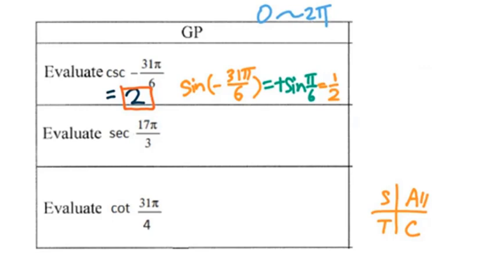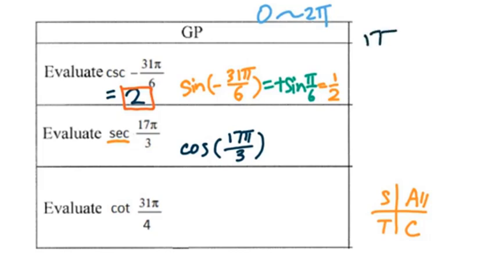Now, let's go to secant 17 pi over 3. This is a minor trig function. We need to change it into the major one, that's cosine 17 pi over 3. Then we can take the reciprocal of this value to get secant 17 pi over 3.